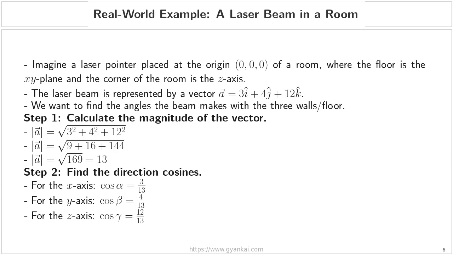Step 2, now we apply the formulas we saw in the previous slides to find the direction cosines. We divide each component by our magnitude, which we just found is 13. For the x-axis, cosine alpha equals 3/13. For the y-axis, cosine beta equals 4/13. And for the z-axis, cosine gamma equals 12/13.